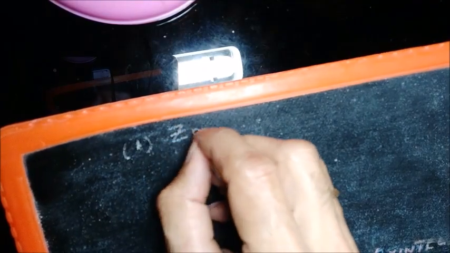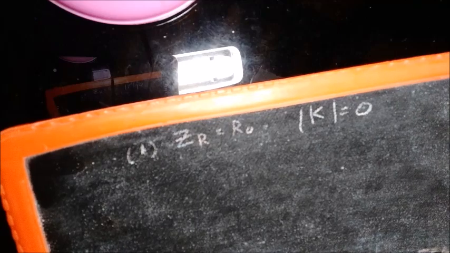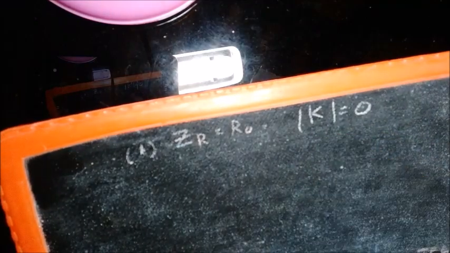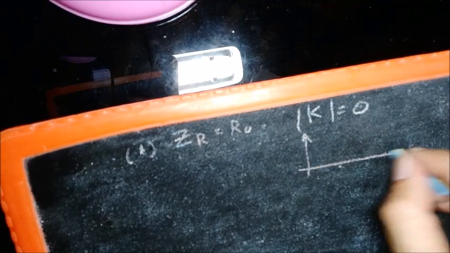Now we see some specific cases of interest, or maybe some representative cases. One, if ZR is equal to R naught, we know that K is 0, because K is (ZR minus R naught) by (ZR plus R naught). Once ZR is R naught, the reflection coefficient becomes 0, and we have seen the magnitude remains the same.